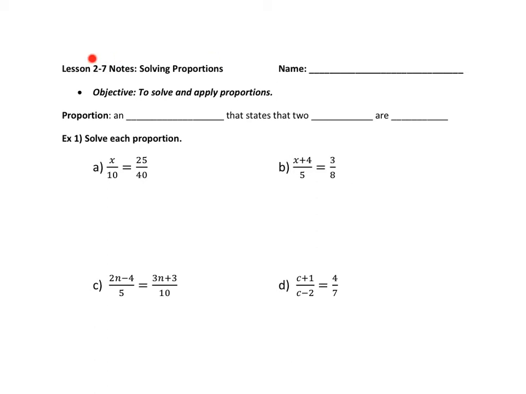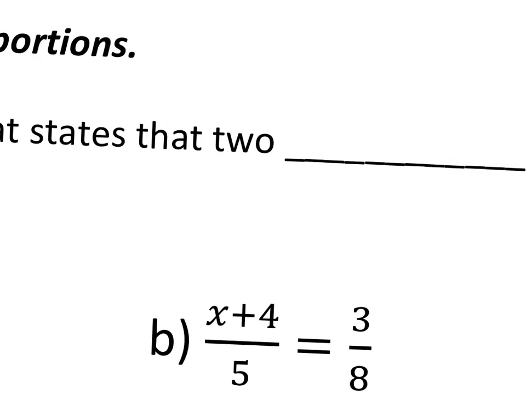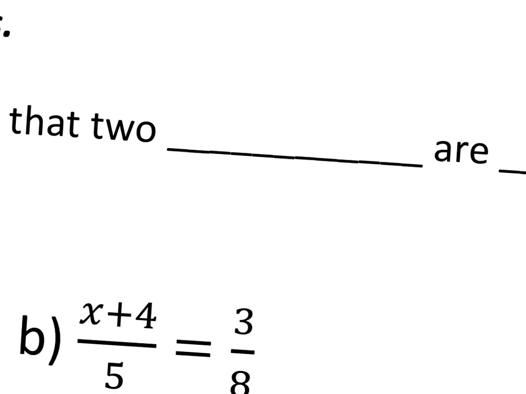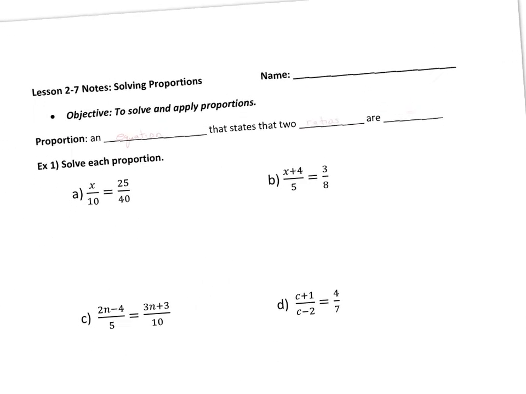All right, we're going to be working on lesson 2.7 today, which is where we're just going to be solving proportions, okay? All right, so we're going to start by defining the word proportion. So it says it's an equation that states that two ratios are equal. And I'm just going to put the equal sign here, are equal. Okay, so that's what a proportion is.